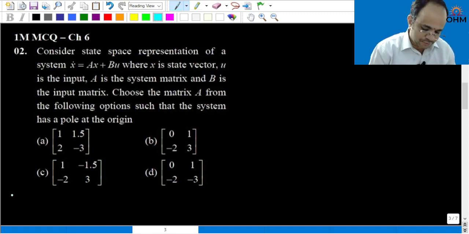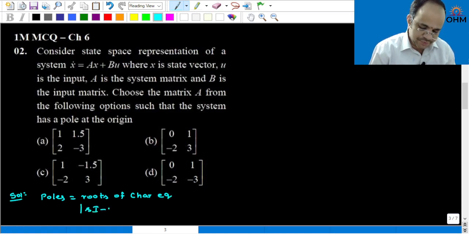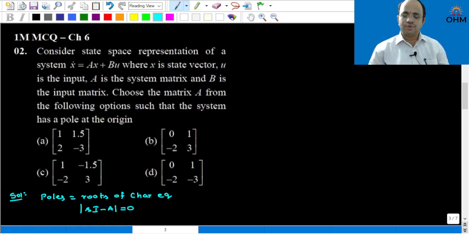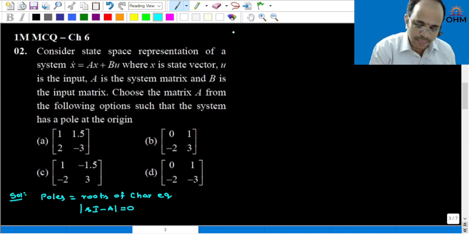Now, from the state space equations, how can you find system poles? Poles are equal to the roots of the characteristic equation. What is the characteristic equation? Determinant of (sI minus A) is equal to 0. So here you should select one system matrix A in such a way that the characteristic equation has at least one root at the origin.